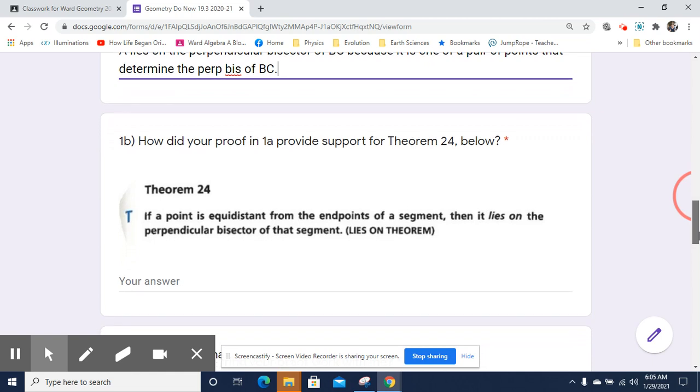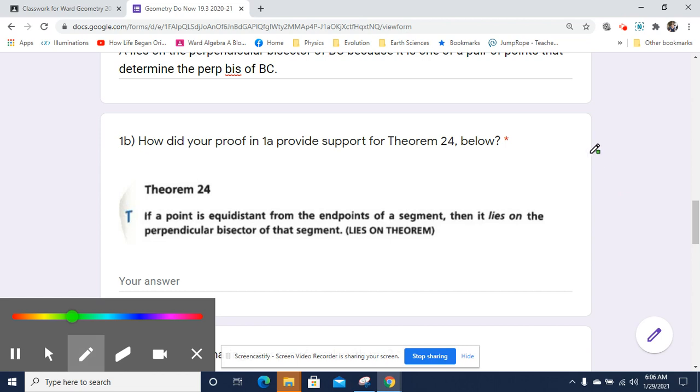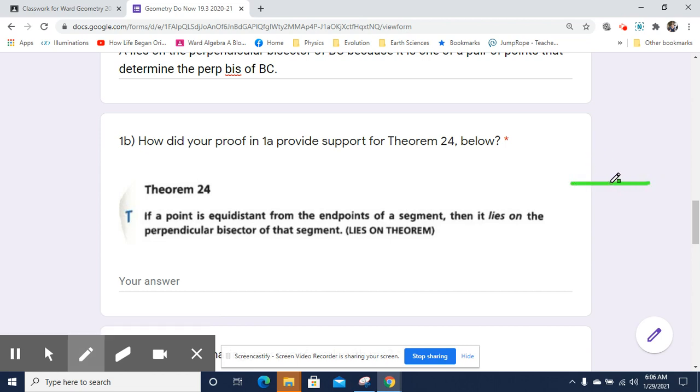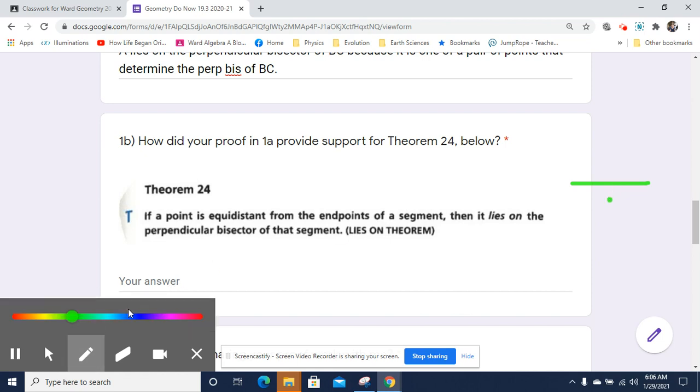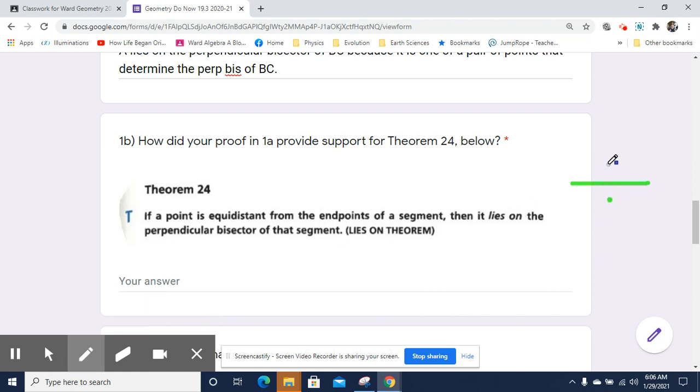So how did this proof in 1A provide support for Theorem 24 below? Theorem 24 says, if a point is equidistant from the endpoints of a segment, then it lies on the perpendicular bisector of that segment. So let's draw what that means. Here we have a segment, and there is some perpendicular bisector of that segment, okay? And it goes like that, and it is perpendicular, and this segment is bisected. So it's in two congruent parts.